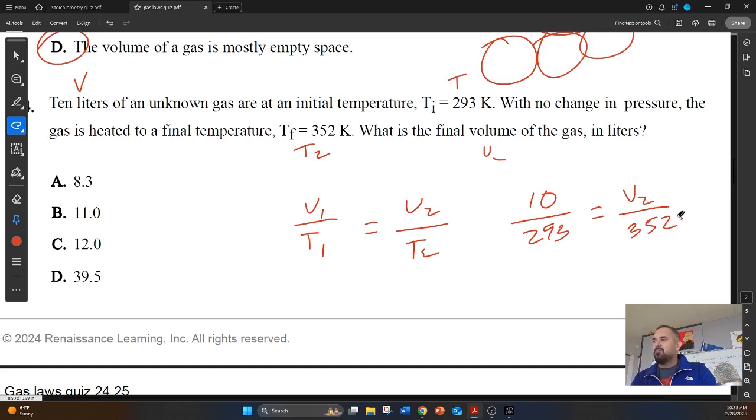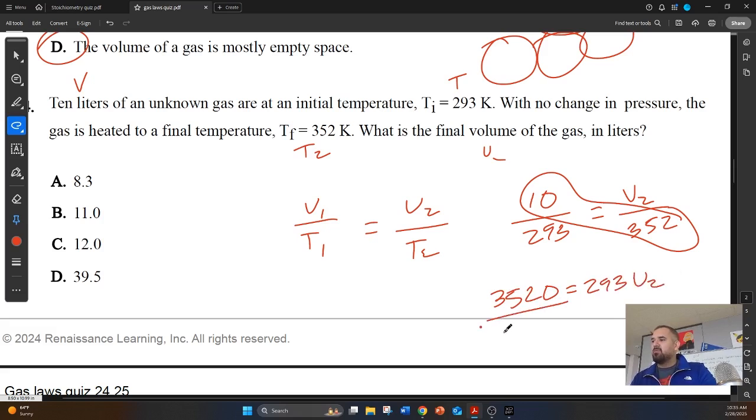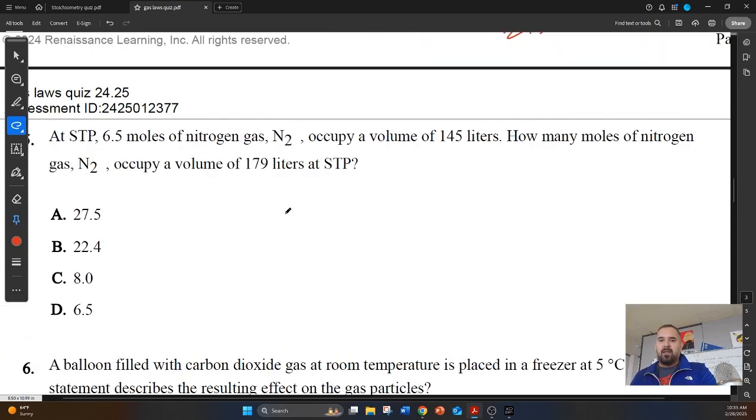So then we cross multiply. So 352 times 10, that's 3,520 is equal to 293 V2. Then we isolate our variable, so divide by 293. This goes away, and V2 is equal to C. All right, next question.